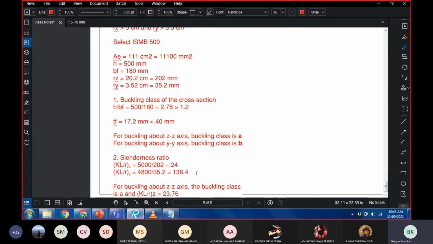is 24.75, and slenderness ratio about Y axis, which is KLY upon RY. So KLY is 3500 and RY is 35.2. So 3500 upon 35.2 is approximately 99.43. We can approximate it to 99.43.